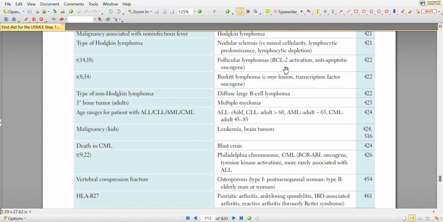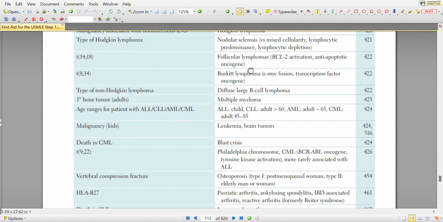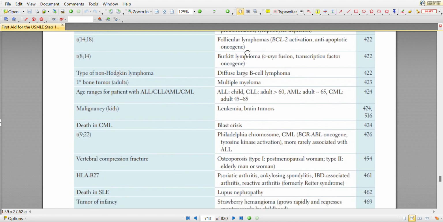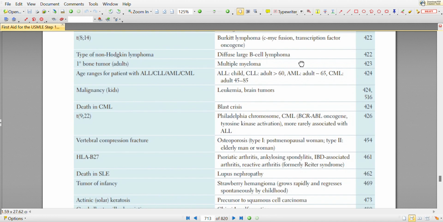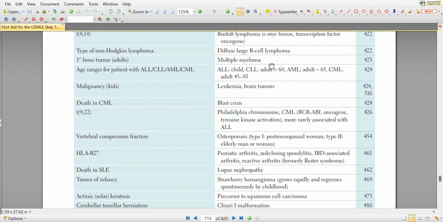The B-cell lymphoma 2 activation, an anti-apoptotic oncogene, is for follicular lymphomas. For chromosomal translocation 8;14, commonly associated with Burkitt lymphoma, MYC fusion transcription factor oncogene. The most common type of non-Hodgkin's lymphoma is diffuse large B-cell lymphoma. For primary bone tumor in adults, commonly associated with multiple myeloma.